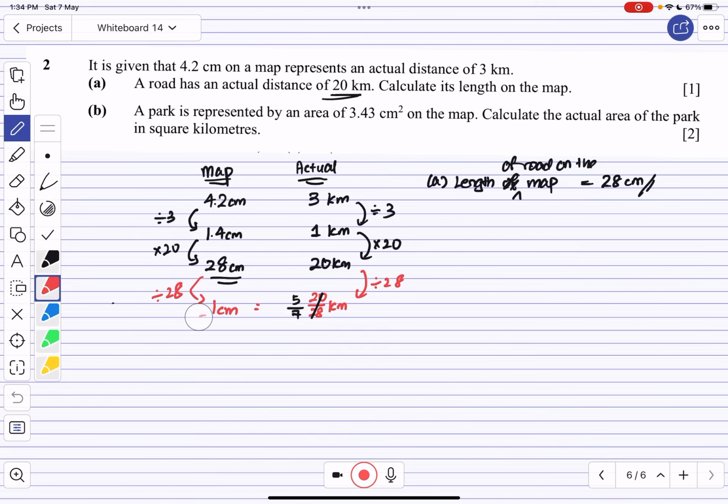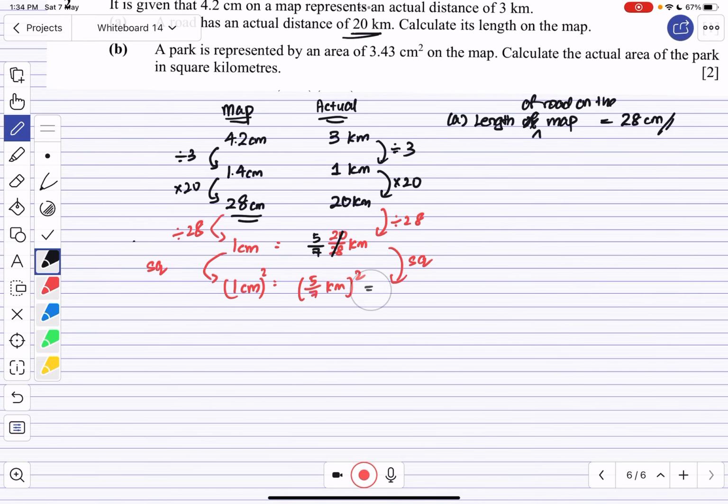Meaning that if I were to square both sides to get the area ratio, square both sides, because I want to get the area ratio, then 1 cm square on the map will represent 5 over 7 kilometer bracket square on the actual ground, which turns out to be 25 over 49 kilometer square. Okay, so 1 cm square, in terms of the area ratio on the map, represents 25 over 49 kilometer square on the actual road. The park, sorry, not road.